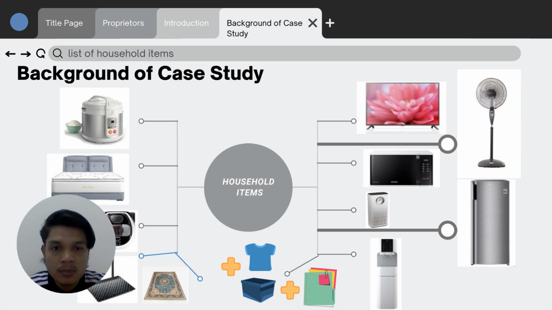225 grams, and the rice cooker 3.61 kilograms, and lastly the stand fan, which is 8.3 kilograms. Okay, that's all 12 items that I have described. That's all for the background of the case study.